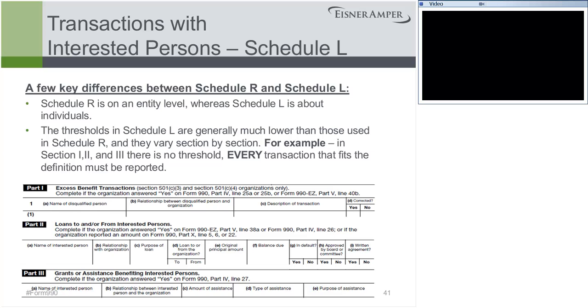And the truth is, there may be transactions going on that are below the threshold and won't even make it to this schedule. And so this is not a schedule that you would see attached to every 990. This is a schedule that gets attached only in very specific, rare circumstances. So when it is attached, it should really catch your eye and be something that you're looking at.